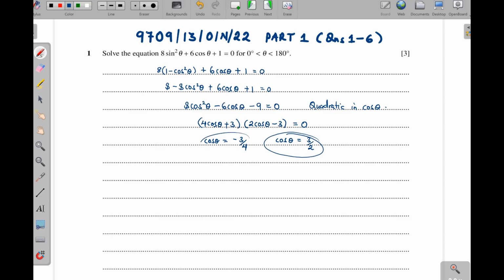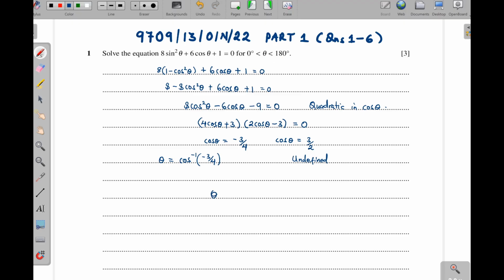Now, from here we get the theta from these two values, but we know that cosine of theta ranges from negative 1 to 1. So this one here is therefore undefined. Okay, so our theta is therefore going to come from here, the arc cos of negative 3 over 4. And since this one is a negative, then cos is negative in the second quadrant and third quadrant. So since they said from 0 to 180, then we just get one value.